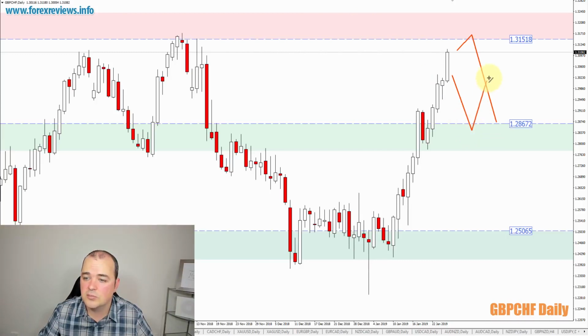And look for a potential move to the upside, potentially a move all the way up to the 131.51 zone area to the upside. Okay, well that's it for that market.